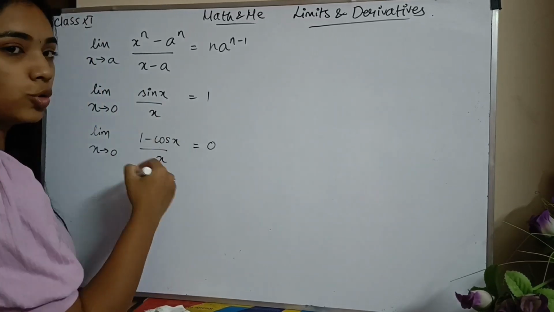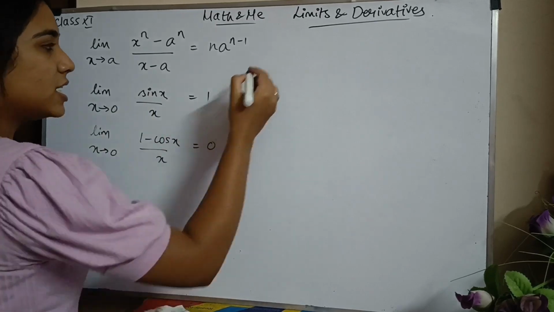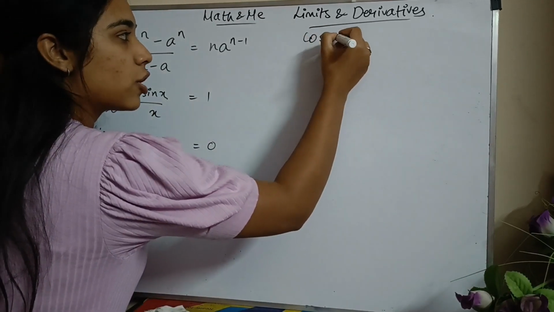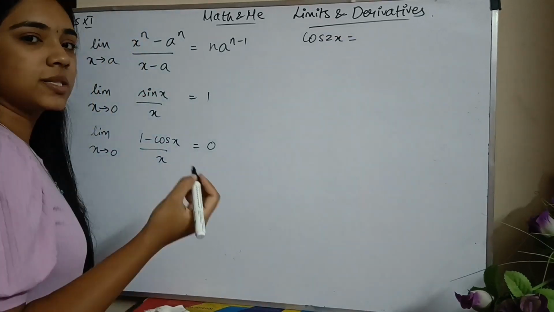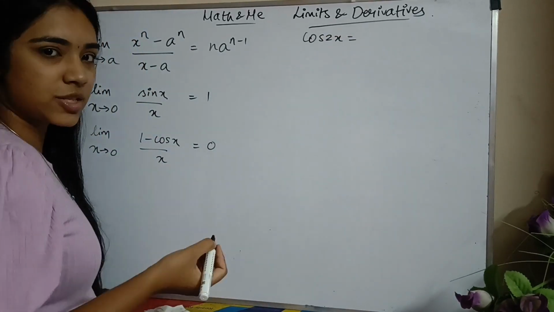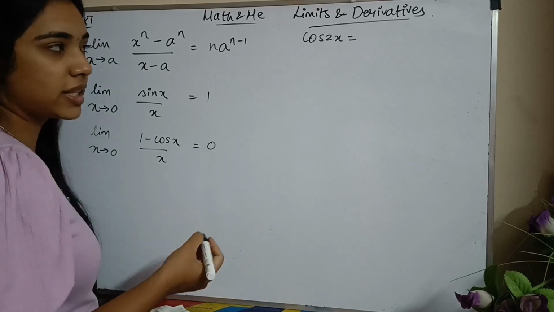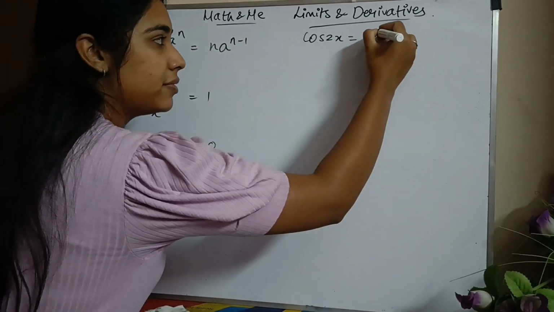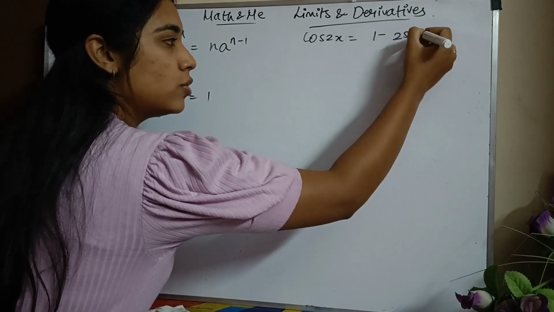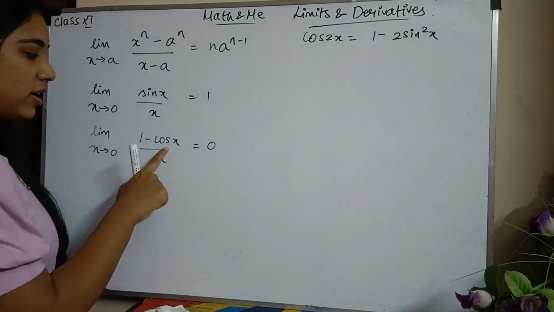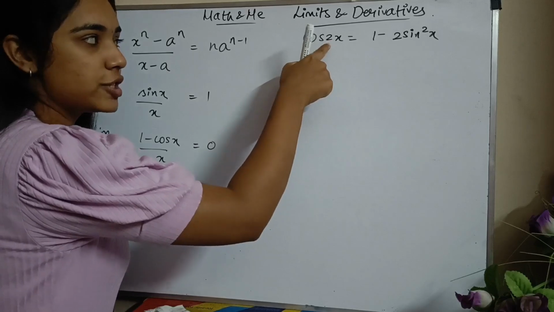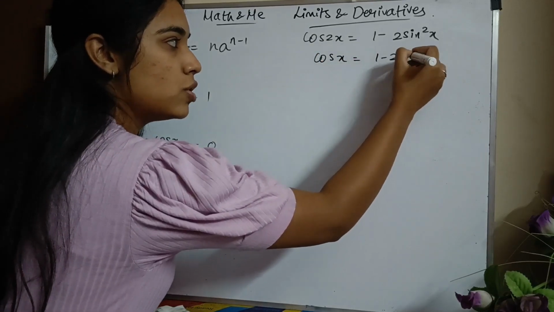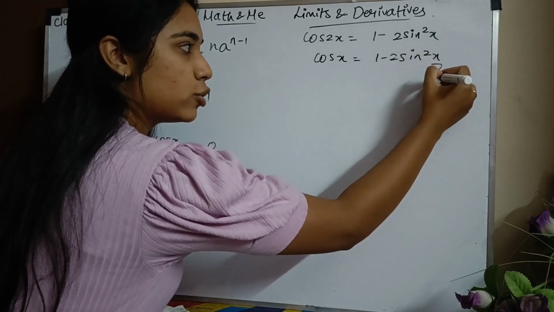So maybe I'll do this derivation for you. What can we write for 1 minus cos x? What did we learn in trigonometry? We have cos 2x equals cos square x minus sin square x, or 1 minus 2 sin square x, or 2 cos square x minus 1. We learned so many relations, so we can write any one of these. So for cos 2x I have 1 minus 2 sin square x. Here I have only cos x, so my coefficient of x is 1. So what will I get? Cos x equals 1 minus 2 sin square x by 2.